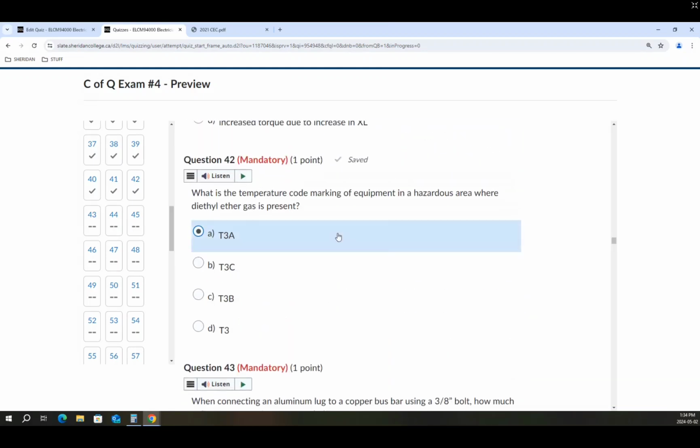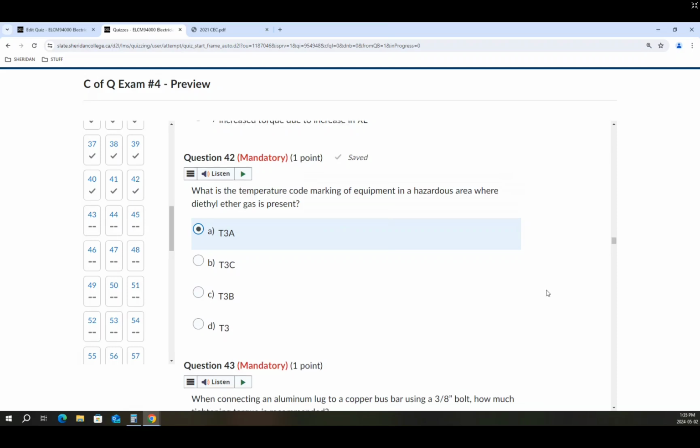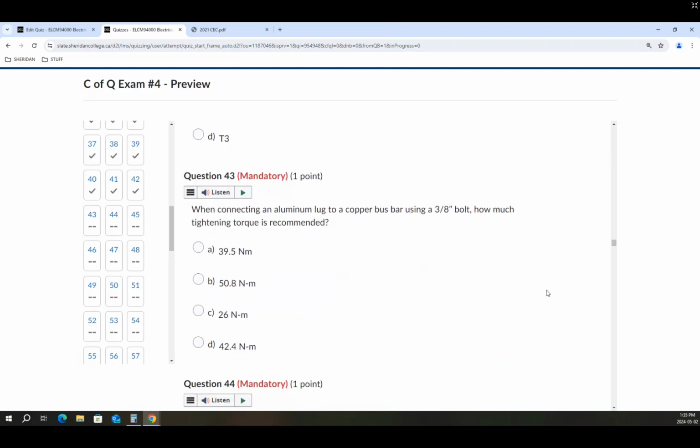So again, question 42 is one of those questions that will send you running around the code book. Again, we started out in section 18. It sent us to Appendix B. We had to go down to a table to get the flash or the ignition point of the diethyl ether, and then go to another table to determine the temperature code for the equipment. So you're going to get some of these questions.